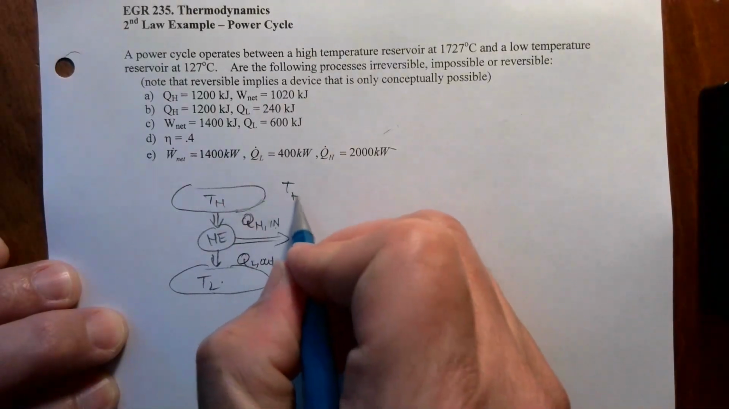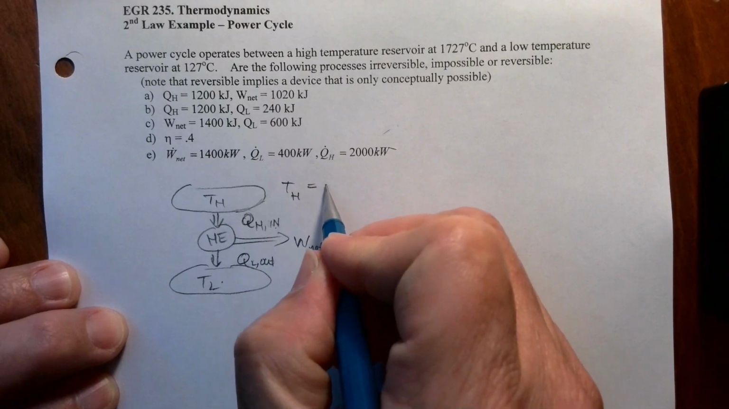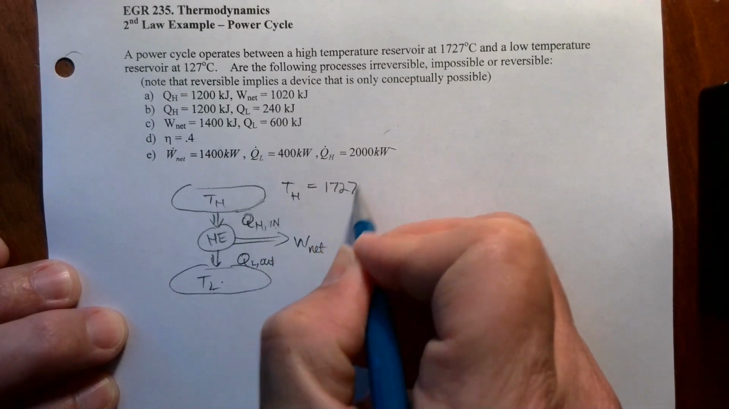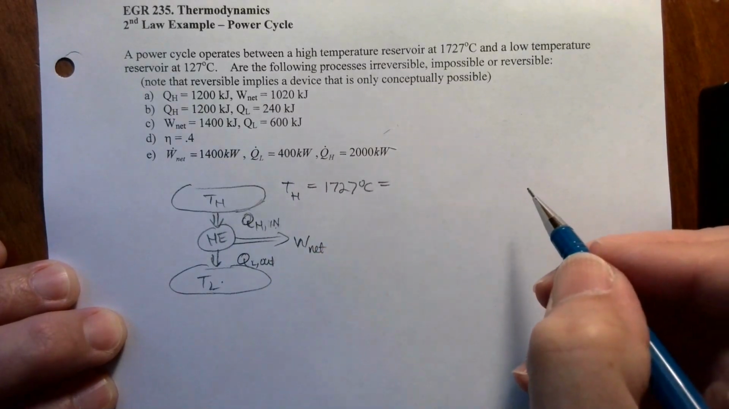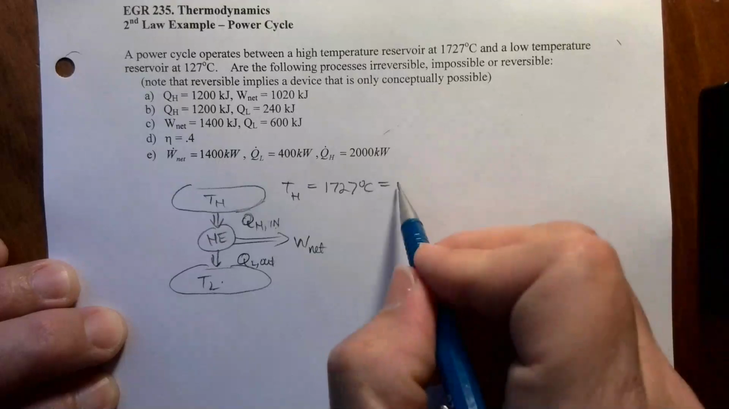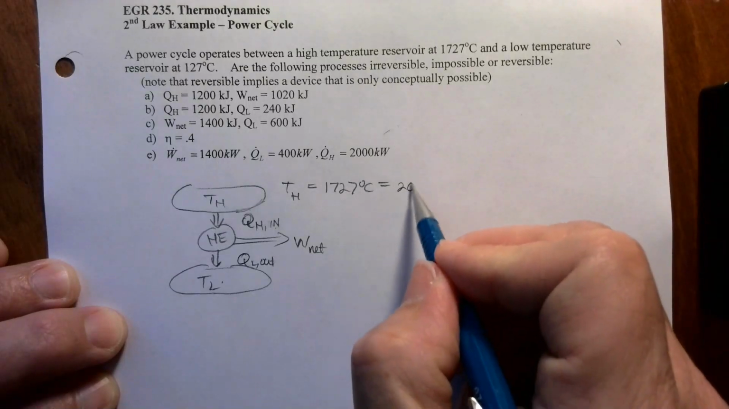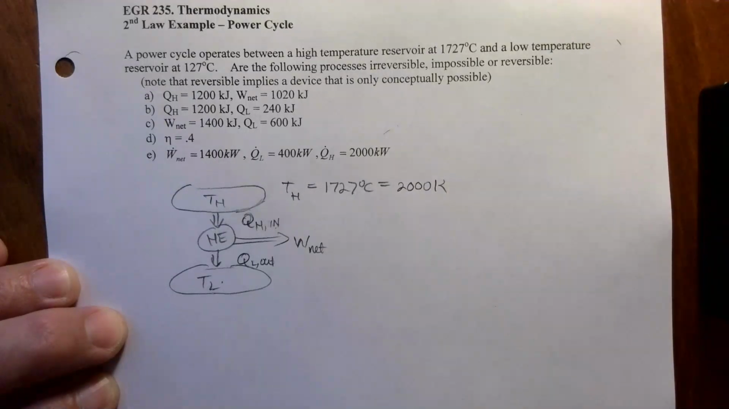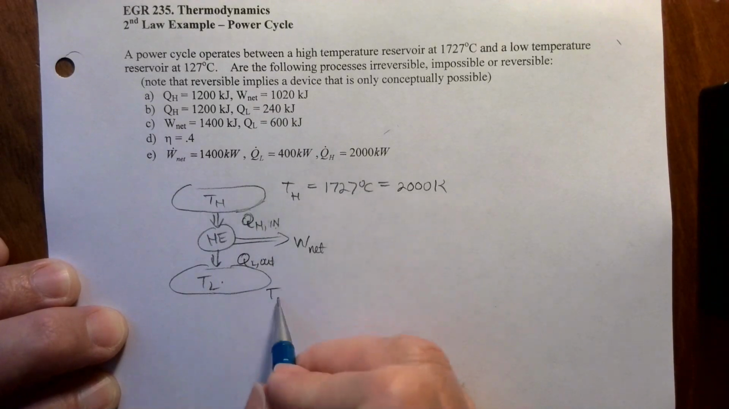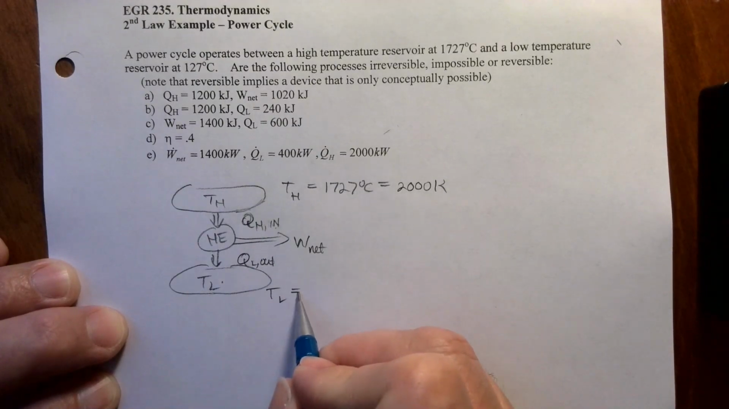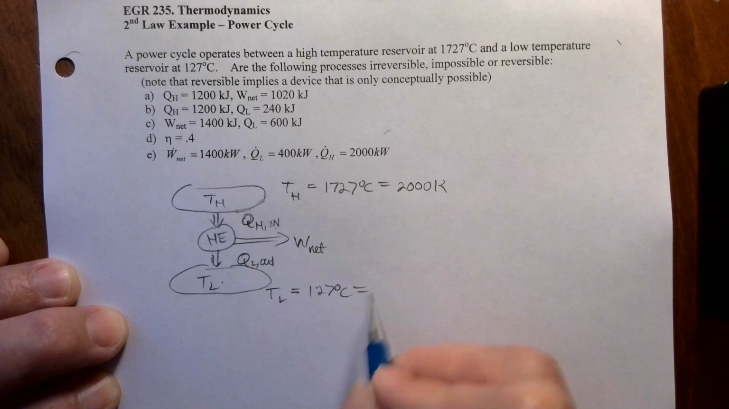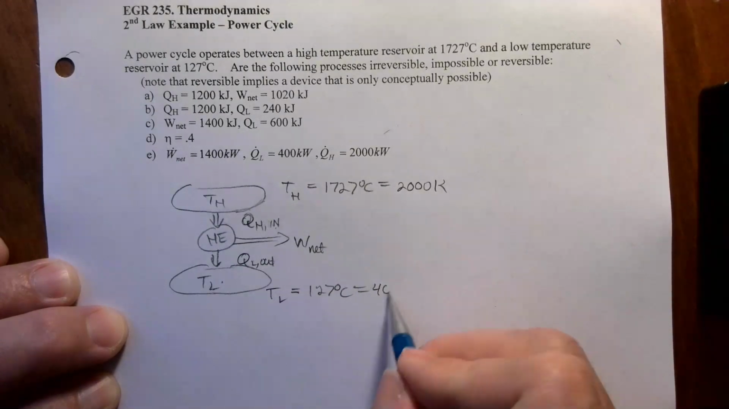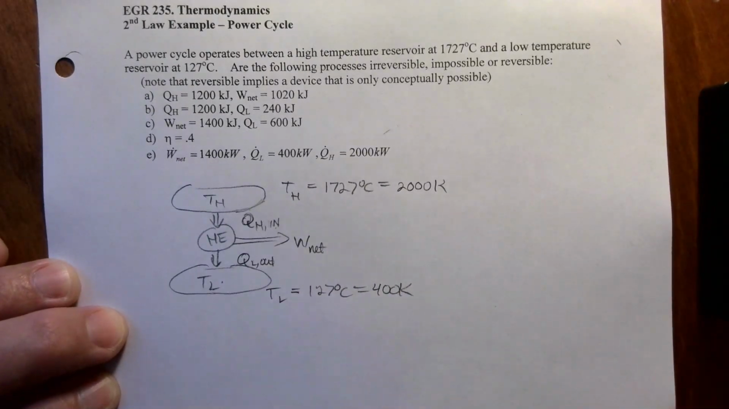The high temperature reservoir is at 1727 degrees C. It needs to be in absolute, so immediately convert those before you forget and make that mistake. Add 273 to that and you get 2000 K. For TL, the lower temperature is 127 degrees C. Add 273 to that and we get another nice round number, 400 K.